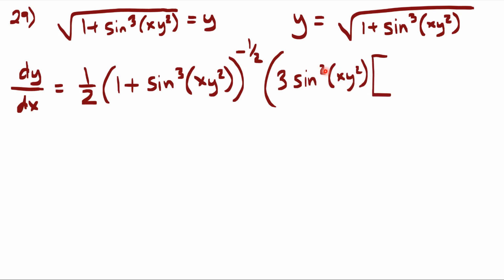That's going to be multiplied by the stuff inside. So now we think of, forget about the 2 here, this is just sine of xy squared. So derivative of sine is cosine. The stuff inside there remains exactly the same.